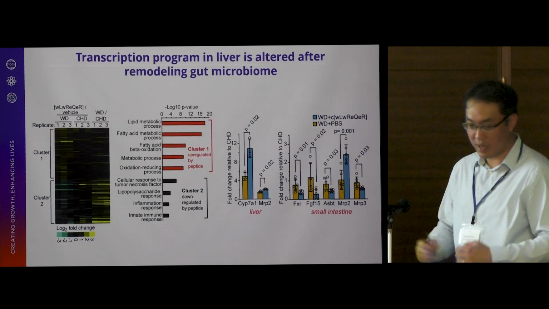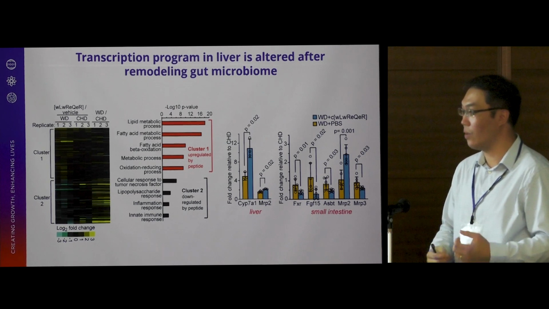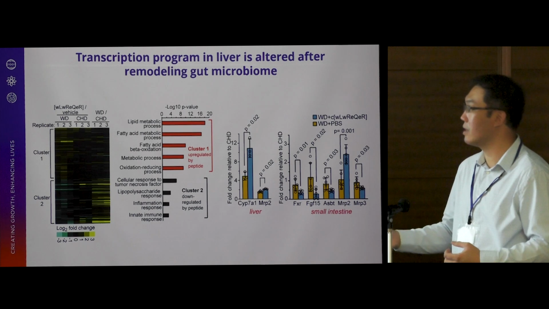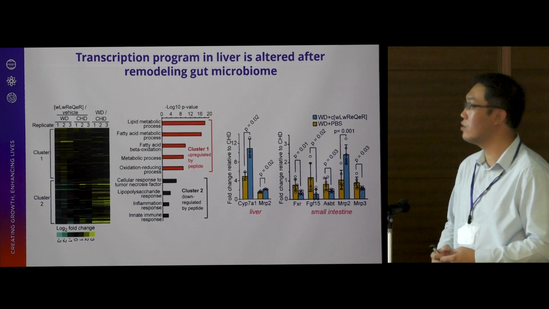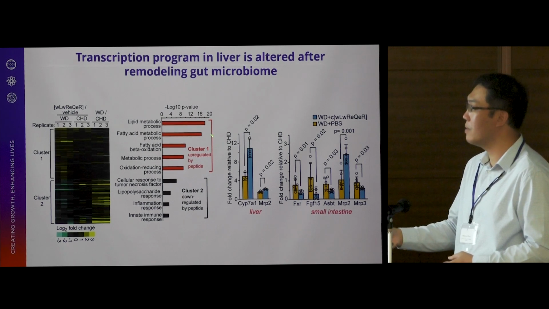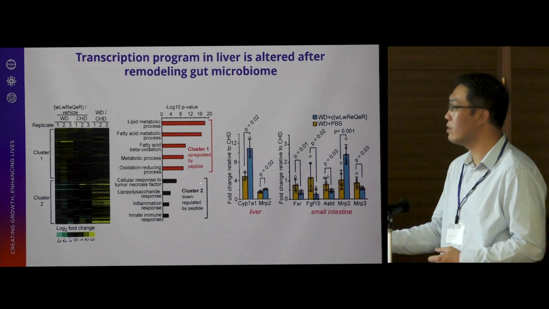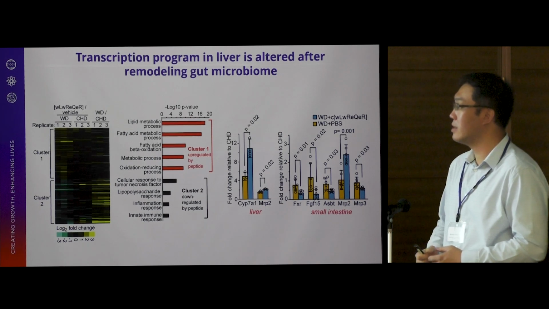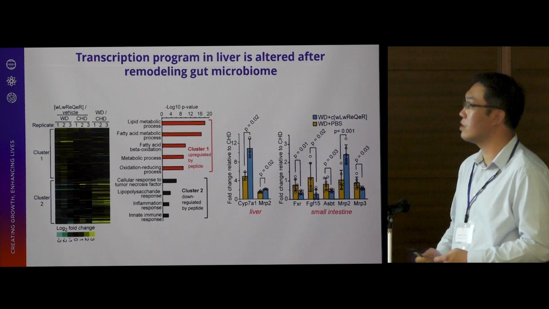And then here we also look at the gene expression change in the liver, because we know the liver is the key organ to regulate metabolism in the body. So here by RNA-seq, we can see two groups of clusters are affected after the peptide treatment. Cluster 1 is related to lipid metabolism, and the genes from that cluster become upregulated after peptide treatment. We also confirm one of the target genes, CYP7A1, whose expression is induced after the peptide treatment.